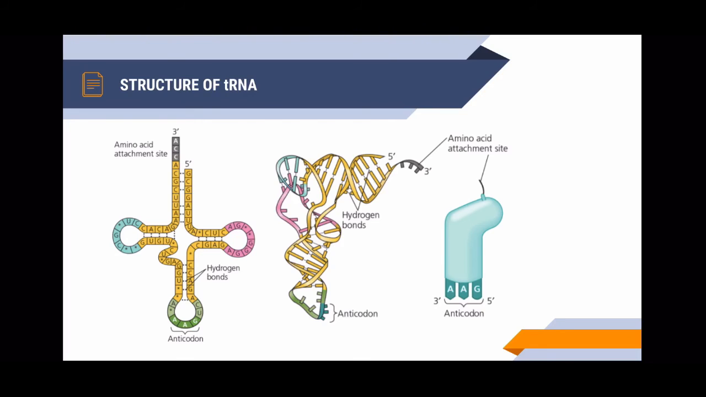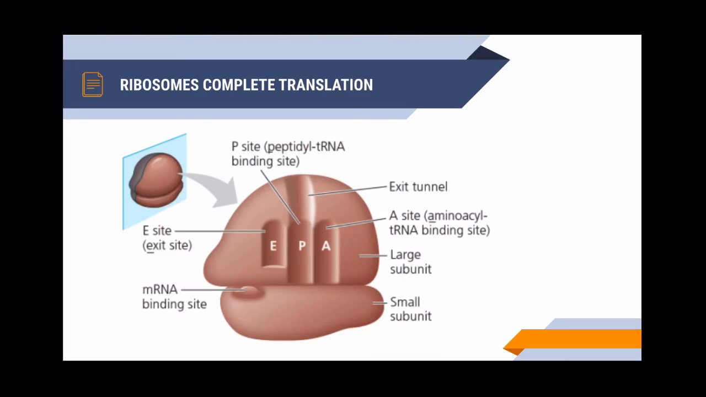The matching up of tRNA and amino acid is carried out by aminoacyl tRNA synthetases, whose active sites fit only a specific combination of amino acid and tRNA. Each ribosome has a binding site for mRNA and 3 binding sites for tRNA. The P site holds the tRNA carrying the growing polypeptide chain. The A site holds the tRNA carrying the next amino acid to be added to the chain, and the E site is where tRNAs are discharged.